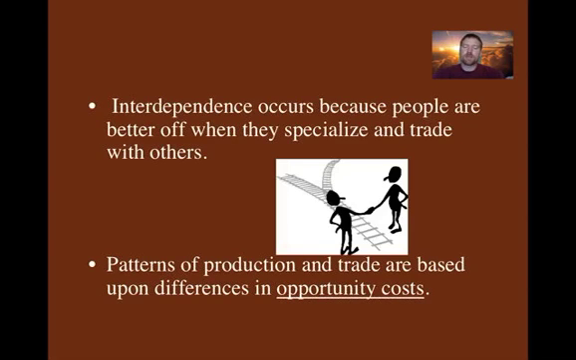Interdependence occurs because people are better off when they specialize and trade with others. If we didn't trade with others, we would be a lot like on Little House on the Prairie, doing all of our own stuff, growing our own food, and sewing our own clothes. So interdependence means that we're going to work with other people and trade with them. Patterns of production and trade are based upon differences of opportunity cost. So it's not necessarily who's the best at it or who's the quickest, but it's about who gives up the least amount when they produce that good, and then they know that they should trade.